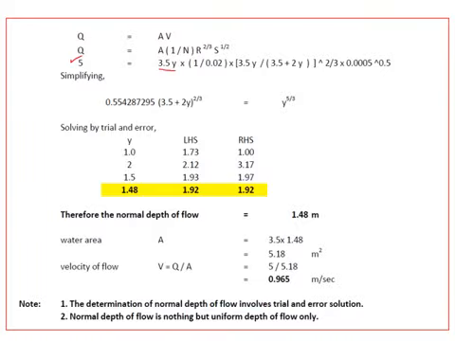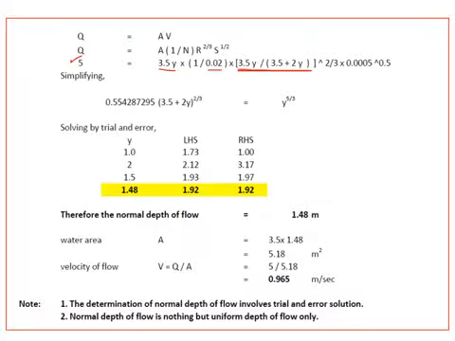Area is 3.5 times Y. So 1 by n is 0.02. Here R we have already calculated. So in the form of the equation, R is raised to the power of 2 by 3, into S, which is given as 1 in 2000, raised to the power of 0.5.